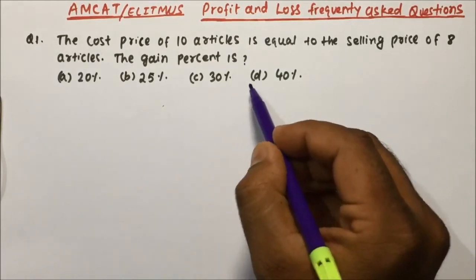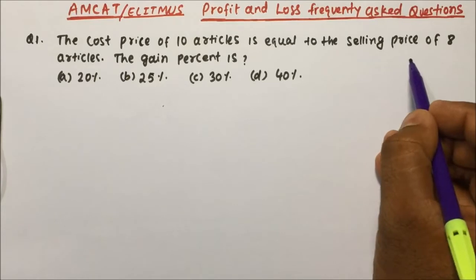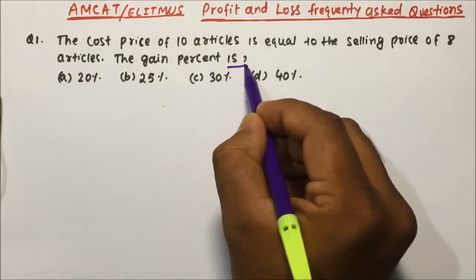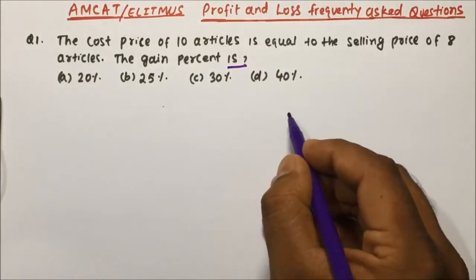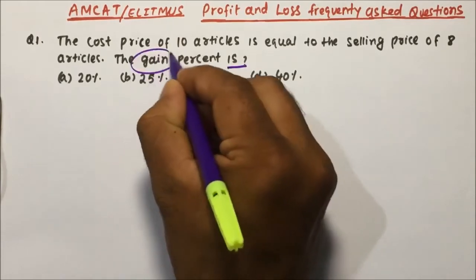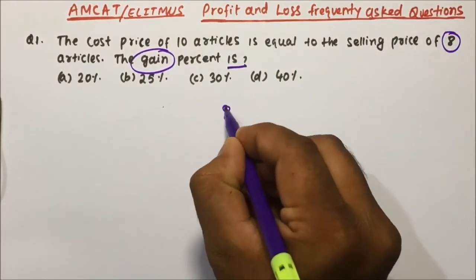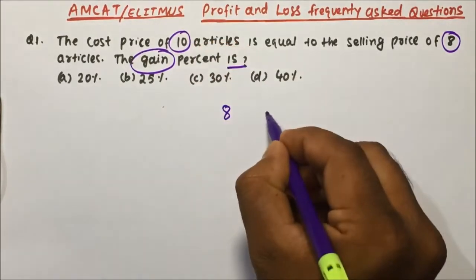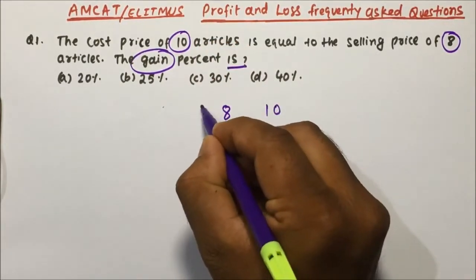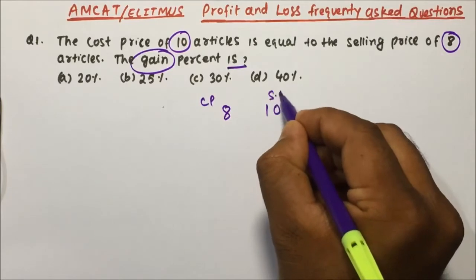The cost price of 10 articles is equal to the selling price of 8 articles. Find the gain percentage. Now what you have to do is, if we have any kind of gain, then you write the smaller value on the left side and the bigger value on the right side. Now this becomes your CP and this becomes your SP.